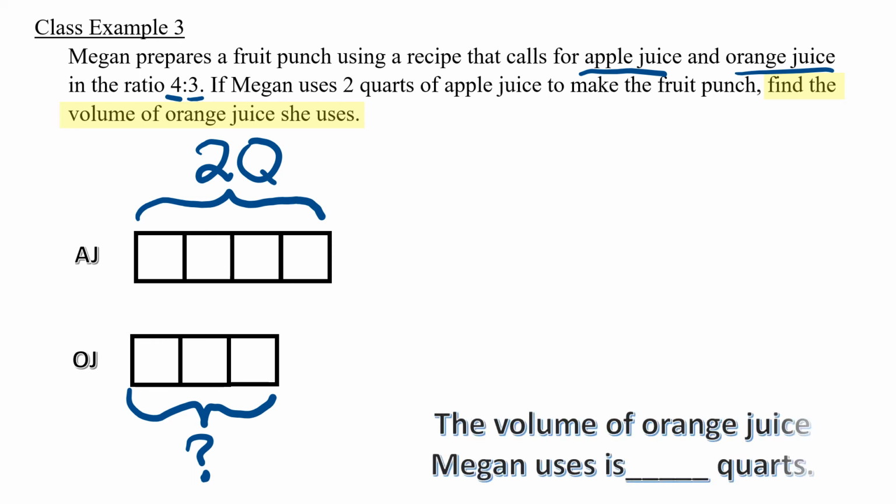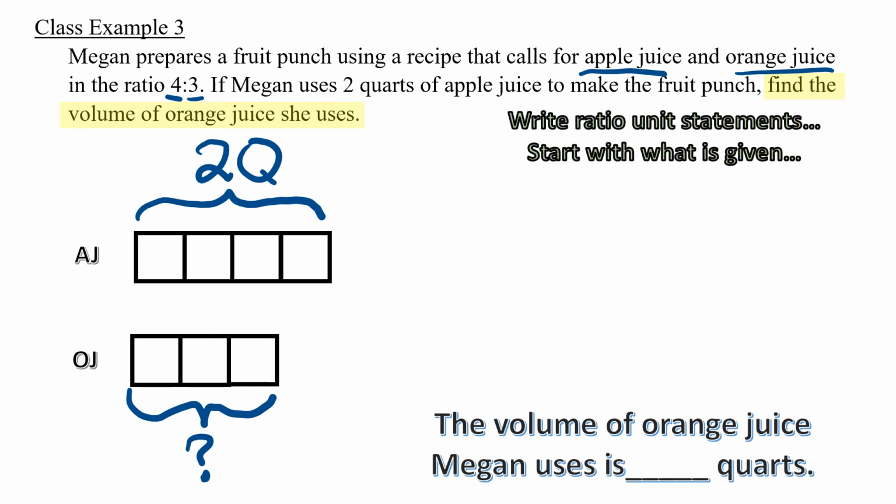So go back to your unit statements. Well, actually, first, write your answer sentence. It's asking for OJ. So I wrote the volume of OJ Megan uses is blank quarts. It's in the same unit as the other one, quarts. So I'll just leave it in that. Now I'll go to my unit statements, and I will always start with my given. The given is that 2 quarts.